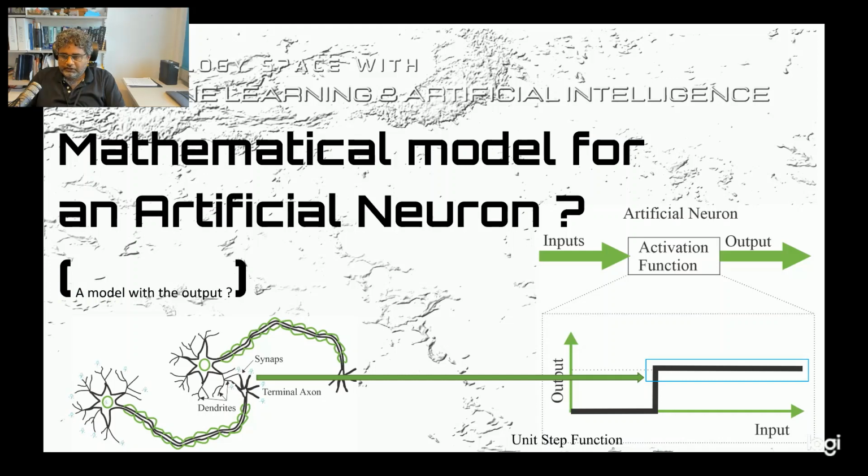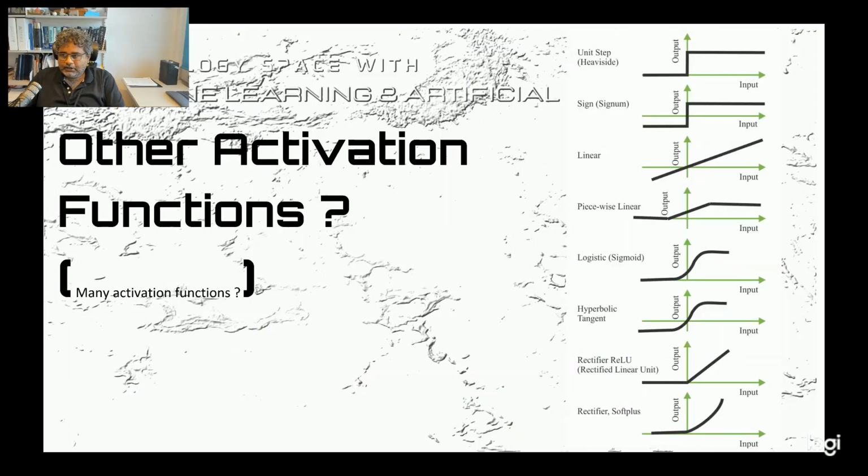Now we have modeled this biological neuron into inputs, an activation function, and output as a mathematical model, which we can use at a later stage when we describe more complex neural networks. The next question would be, are there more activation functions? Of course there are. The unit step activation function is on the top, which we described previously.